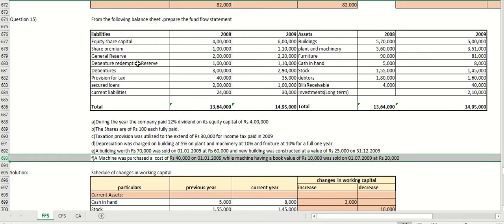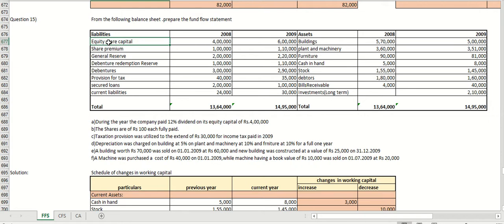Now let's move on to the balance sheet. Equity share capital: last year it is 4 lakhs, the current year it is 6 lakhs. So equity share capital has increased, so there is an issue of shares of rupees 2 lakhs, which will be accounted in your fund flow statement under your sources of funds.